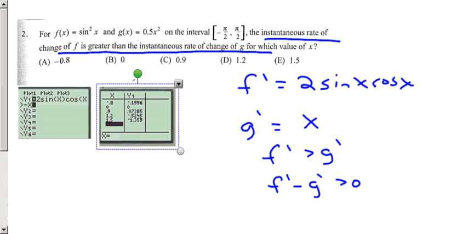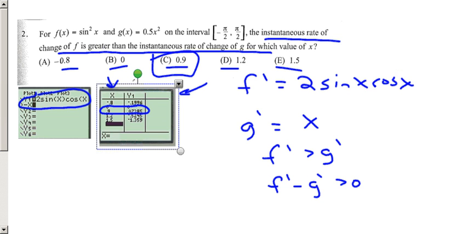And for g, just the power rule, g prime is 2 comes down, makes that just x. And f prime is going to be greater than g prime as long as f prime minus g prime is greater than 0. So what I did is I went into my calculator and I entered in f prime minus g prime, and then I went into my window and I just plugged in these values into my input, and I got out that the only one that's positive is 0.9. So that makes C the answer.